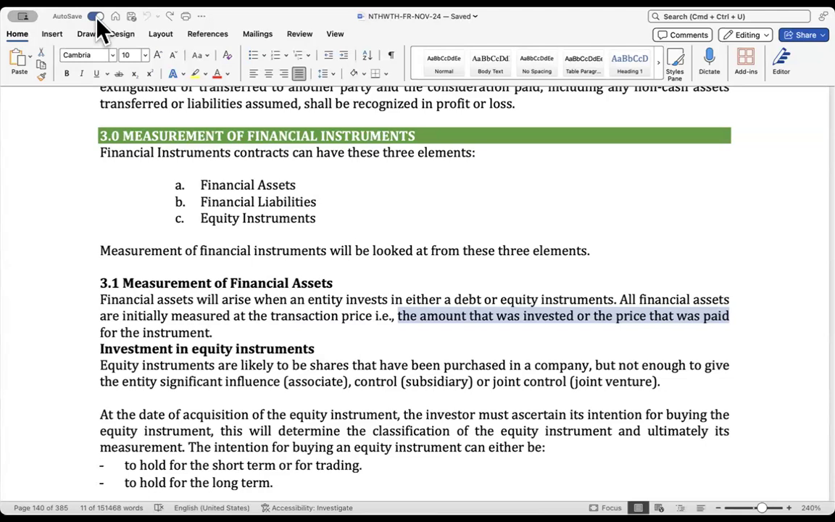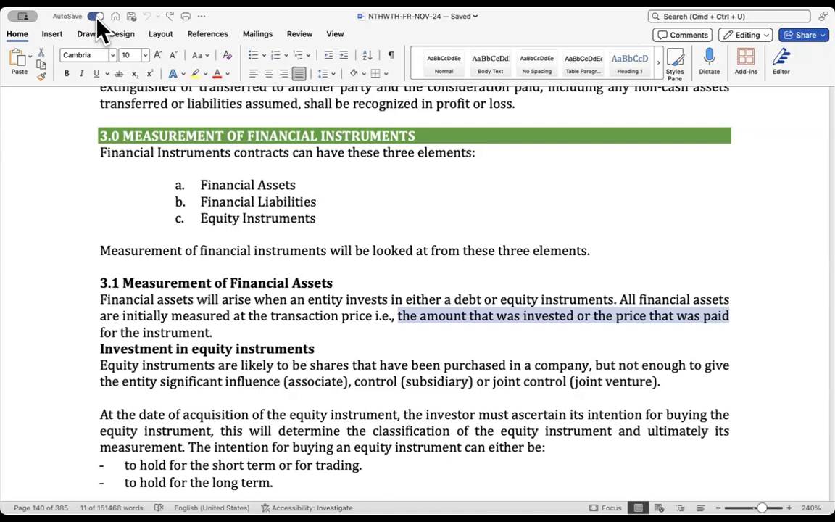I'll repeat the question again, please. So what's the double entry when you lend somebody money? You credit bank and debit financial assets. Thank you, Elaine. Yes. You credit bank, you debit financial assets. So that is what you debit.